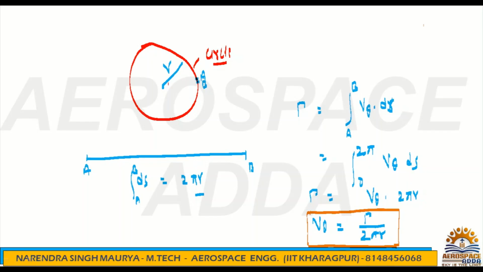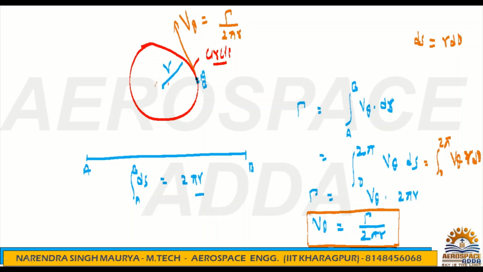Understood or not? Because if you break this ds in terms of r and theta, this ds will be r d theta. If you integrate, it's nothing but 0 to 2 pi v theta r into d theta. So instead of d theta, you keep 2 pi, so it is v theta r into 2 pi. So you will get v theta into 2 pi r. So for exactly circular motion, the tangential velocity will be circulation upon 2 pi r, where r is nothing but the radius.